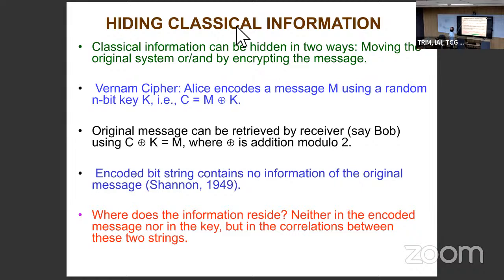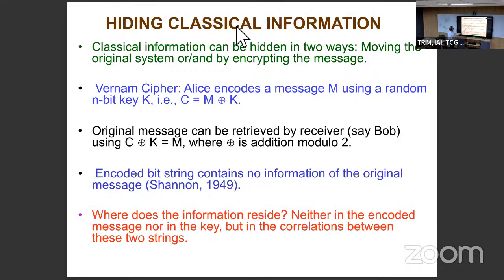In the classical world, information can be hidden only in two ways, that is, by moving the original system or by encrypting the message. So what it means is the following. Suppose I have some secret file in my laptop. Either I can take my laptop and keep it in my home, in some locker, or I can encrypt my file so nobody can read that file. So I can do this or that, but you will realize after proving the no hiding theorem that there is only one way to hide quantum information. That is, you can only move it to some other place.